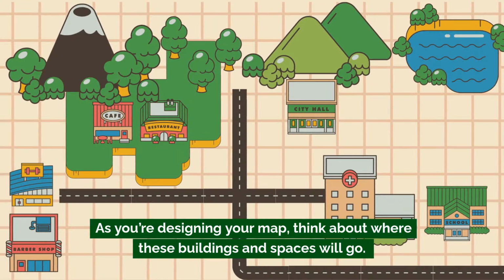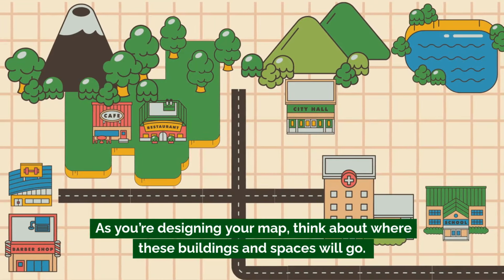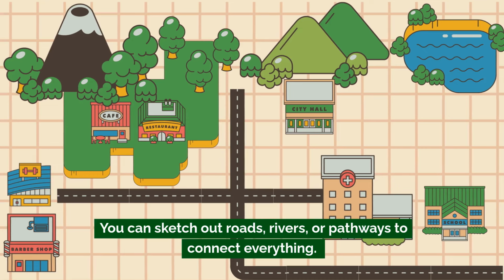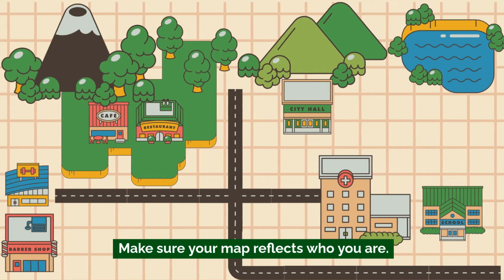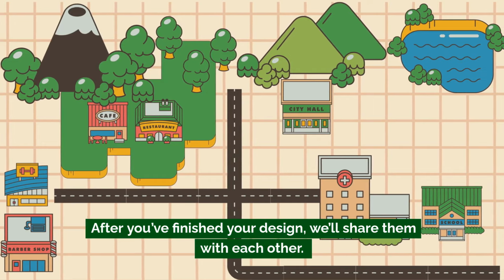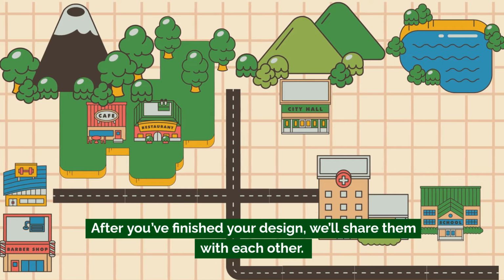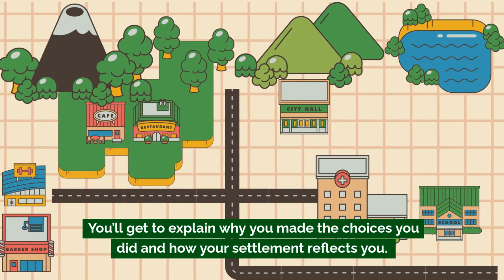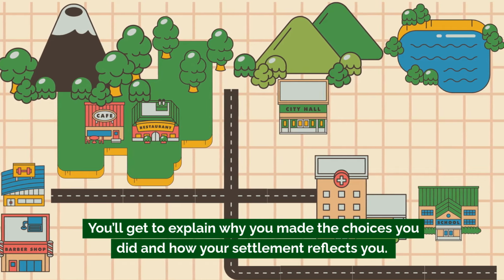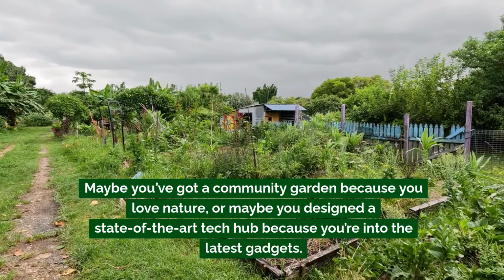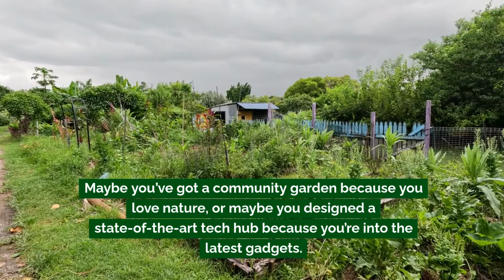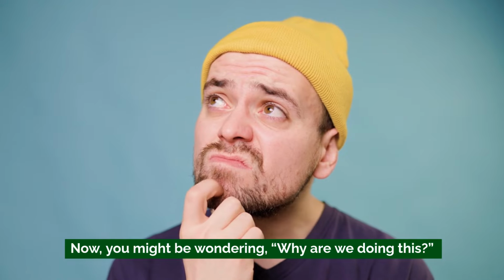As you're designing your map, think about where these buildings and spaces will go. You can sketch out roads, rivers, or pathways to connect everything. Make sure your map reflects who you are. After you finish your design, we'll share them with each other. You'll get to explain why you made the choices you did and how your settlement reflects you. Maybe you've got a community garden because you love nature, or maybe you designed a state-of-the-art tech hub because you're into the latest gadgets.